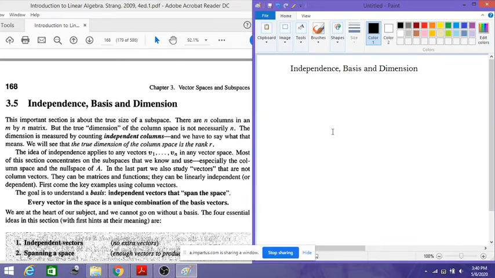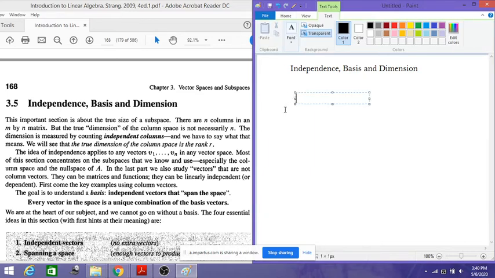The true size of the matrix is not defined by actually the R. If there are n columns in an m by n matrix, the true dimension of the column space is not necessarily m. The dimension is measured by counting the independent columns. So now we have to define what is meant by these independent columns. It means the true dimension of the column space is the rank r.